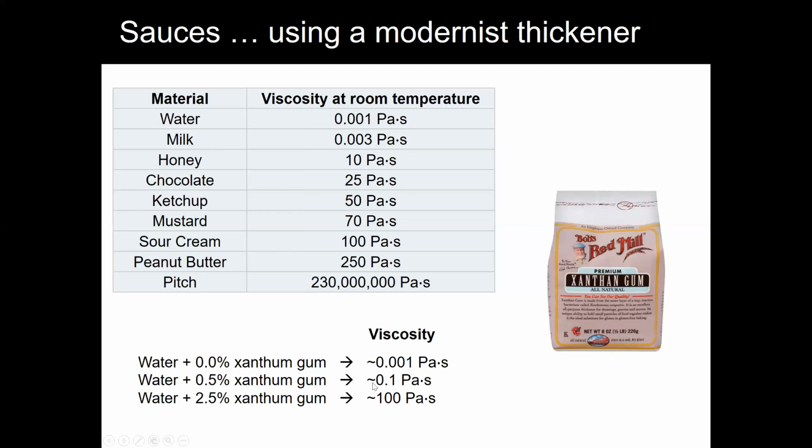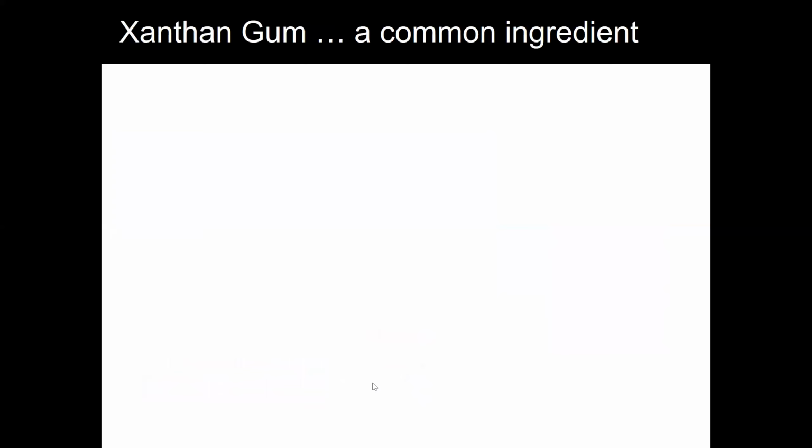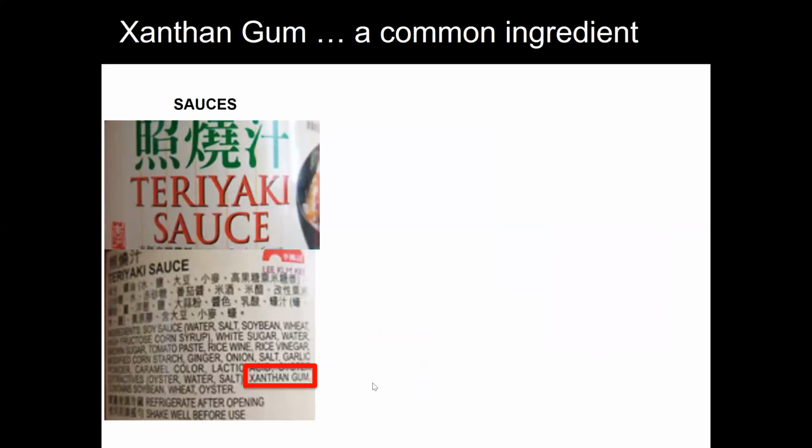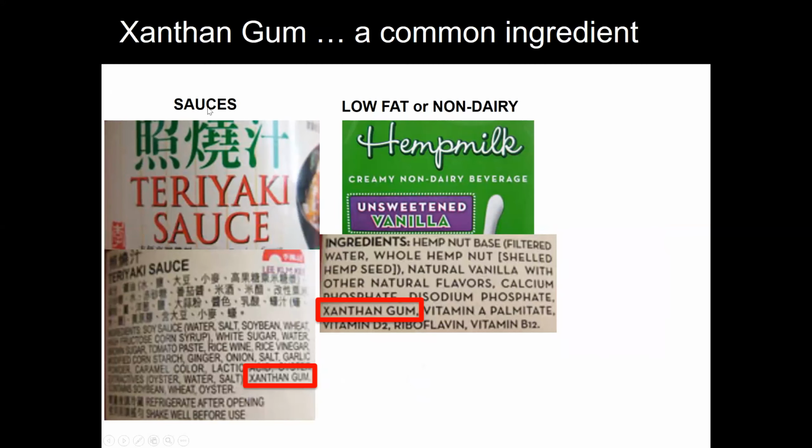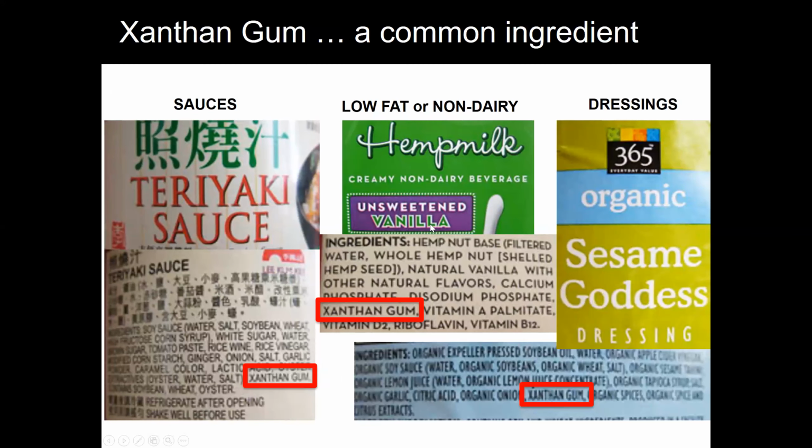All right, so where do you find xanthan gum? That sounds like a strange ingredient. Well, it turns out, if you look on the back of many of your sauces, you'll see that's how it's thickened. There's xanthan gum in it. Here's some teriyaki sauce, for those who drink hemp milk. Here's some sesame sauce, and all of them are being thickened with xanthan gum. It's a very, very common thickener.